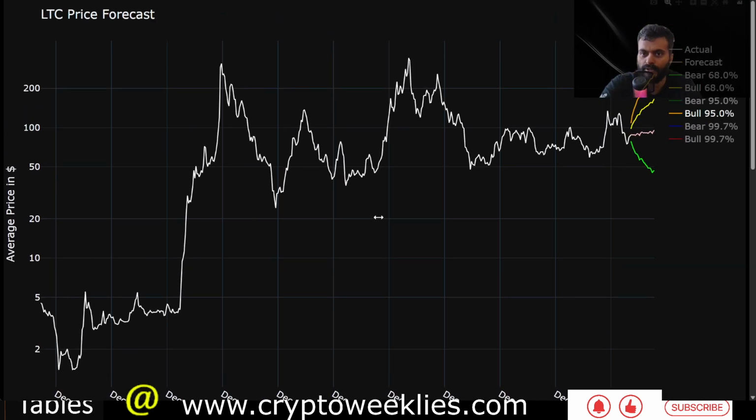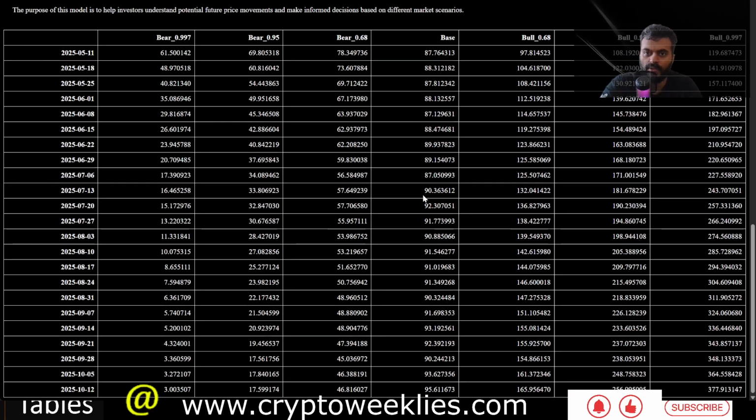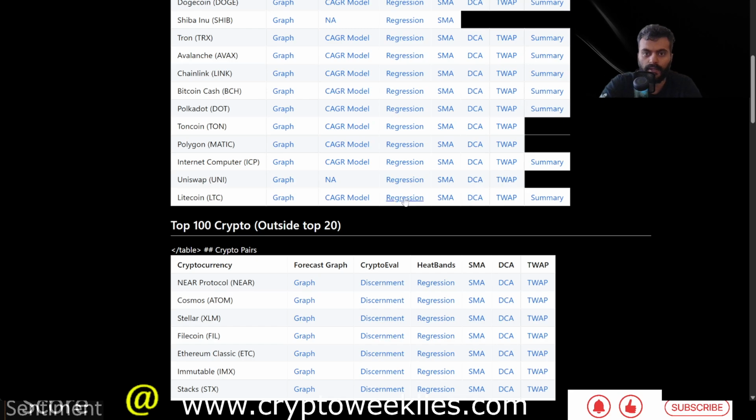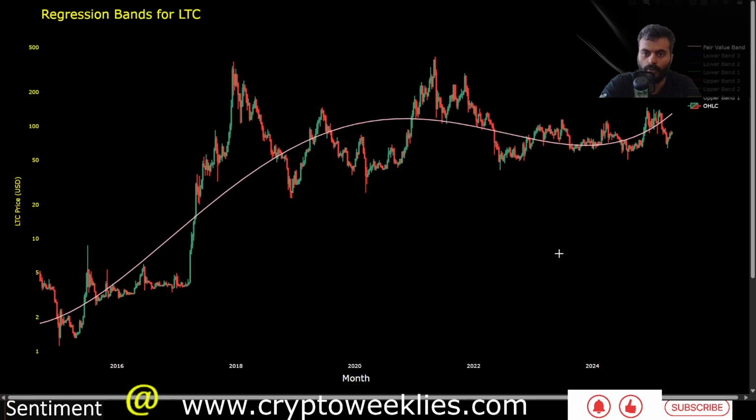If you are more interested in a tabular view of this model, this is also available at the bottom of your screen. If we try to analyze the current price with respect to the polynomial regression based fair value estimation, the fair value for Litecoin per this polynomial regression model is at around $130. So that means per this model, Litecoin is undervalued at this point in time.